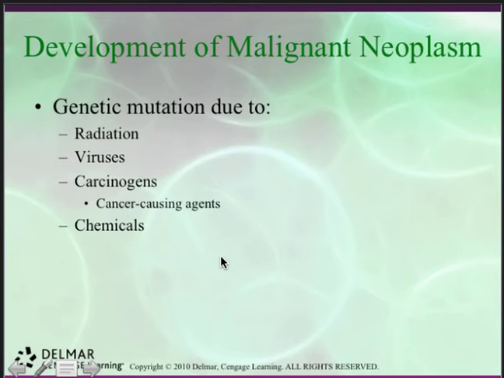How do malignant neoplasms develop? Well, genetic mutations can occur due to radiation, viruses, carcinogens, which are chemicals that can attach to the genetic material and change its sequence, and other types of chemicals that can alter the sequence of DNA. The bottom line is that any of these can change the arrangement of nucleotides in the DNA molecule, and if that change is in a gene that affects cell division, the potential is there for the tissue to go from normal to cancerous.